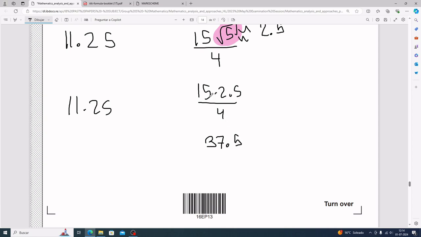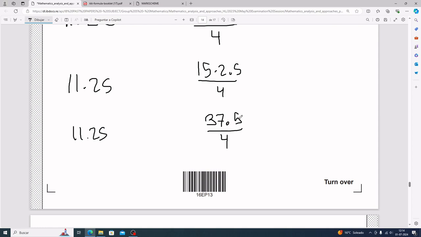Claro, that makes sense, yes. Divided by 4. And so which one is bigger, 11.25 or 37.5 divided by 4? Now you know that this divided by 4 has to be less than 10 because 40 divided by 4 is 10. And so this has to be 9 something, okay?